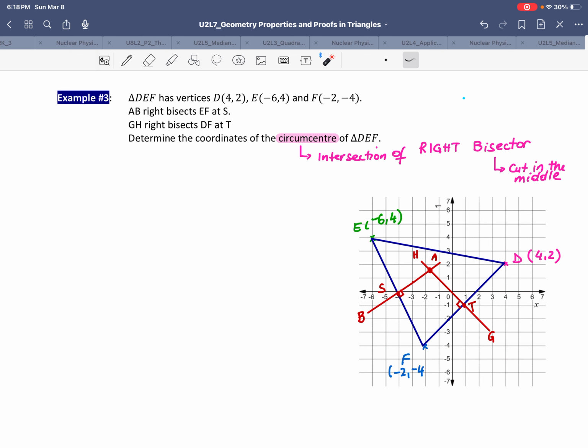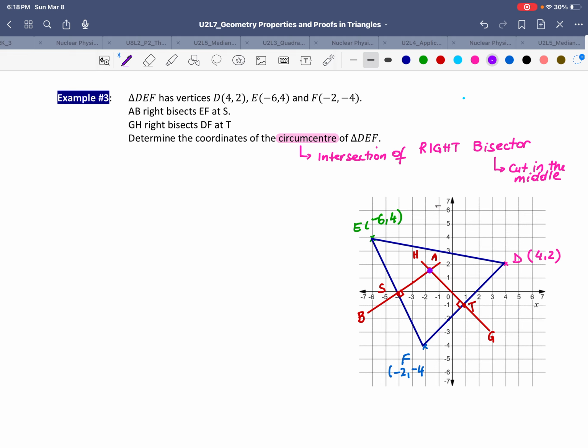Now, we are going to get started and try to think. If I want to find the coordinates of this point of intersection of the right bisectors, I am going to mark it in color purple.